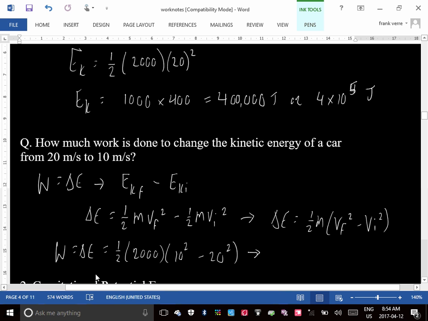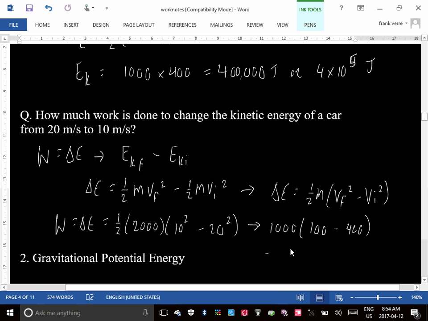Okay. So 1/2 of 2,000 is what? We already know it's 1,000. Times 100 minus 400 in brackets. So you end up getting negative 300,000 joules, or negative 3 times 10 to the 5 joules. Now, the negative sign means energy that had to be removed from the car.